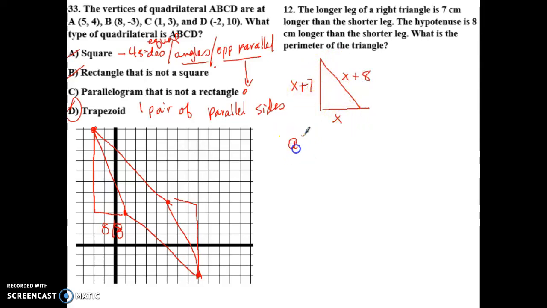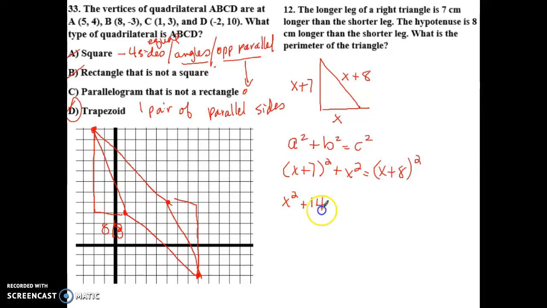So this is the Pythagorean theorem. a squared plus b squared is equal to c squared. So x plus 7 squared plus x squared is equal to x plus 8 squared. I remember asking Bisma, hey Bisma, what's the special product formula? She said square this and then take 2 times these two multiplied.